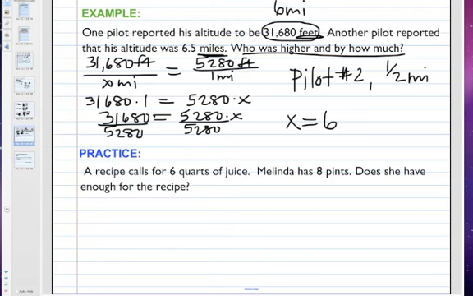I want you to go ahead and try the practice problem. Let's number it as number 7 in your notebook, and press play when you're ready to check the answer.